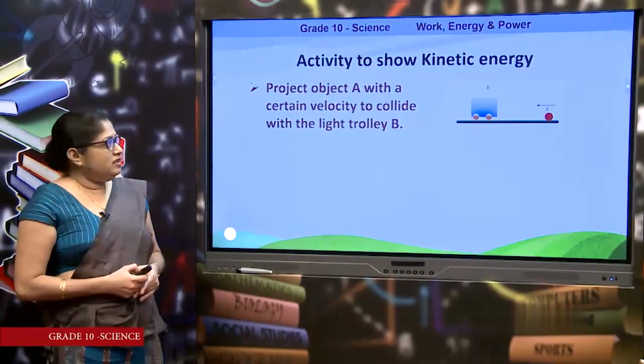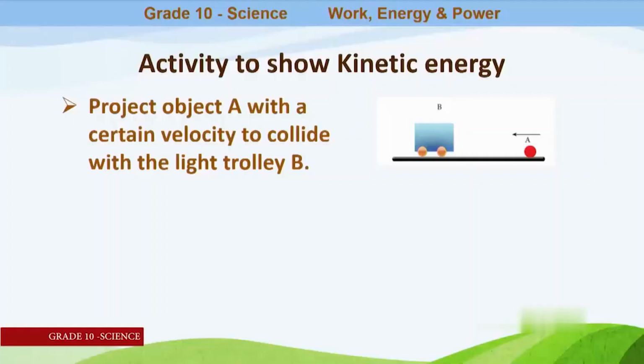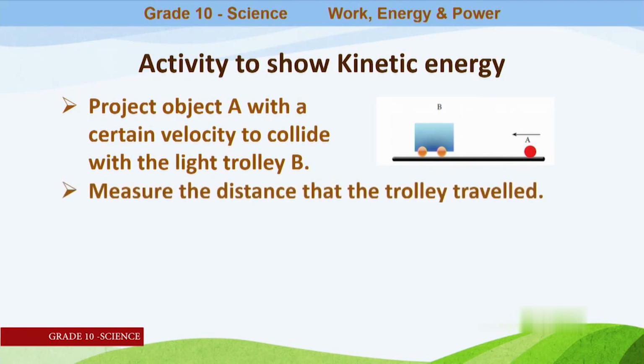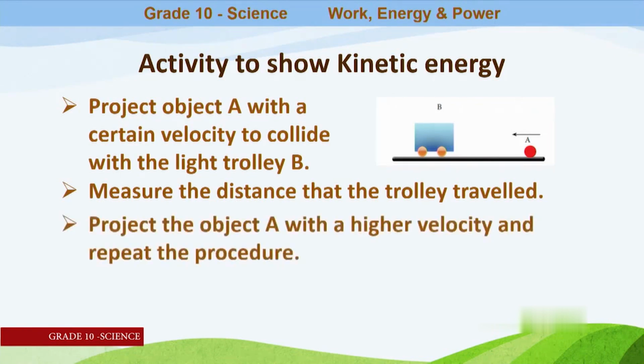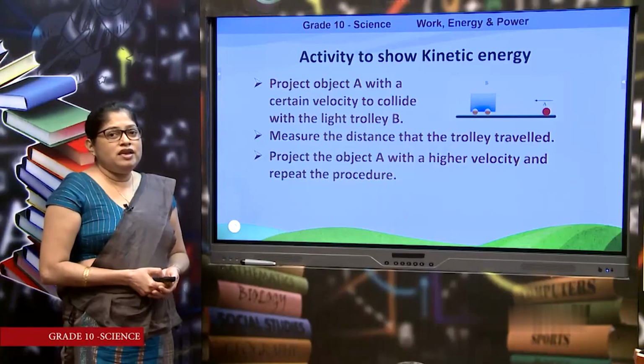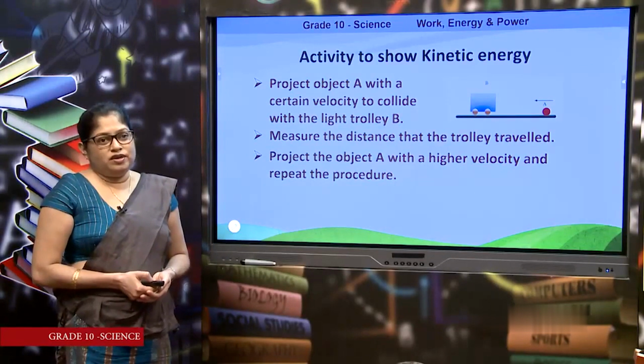Activity to show kinetic energy. Here you can see a trolley, it is a light trolley labeled as B and there is another object labeled as A. Project object A towards the trolley in order to collide with it with a certain velocity. So, what will happen? Light trolley will travel some distance, then measure the distance travelled by the trolley and then project object A with a higher velocity and again measure the distance travelled by the trolley.